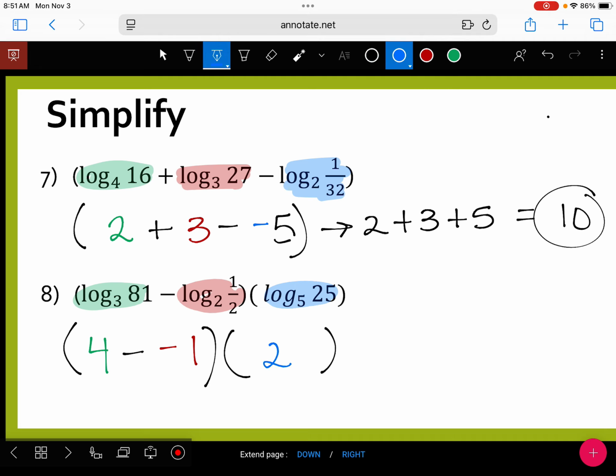Okay, so we're just going to add these together. So that would be a 5. And 5 times 2. Well, look at that. We get 10 again. All right.